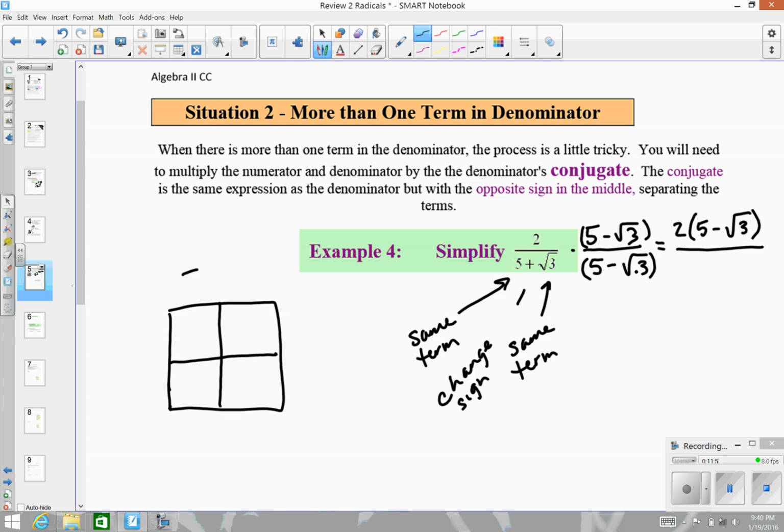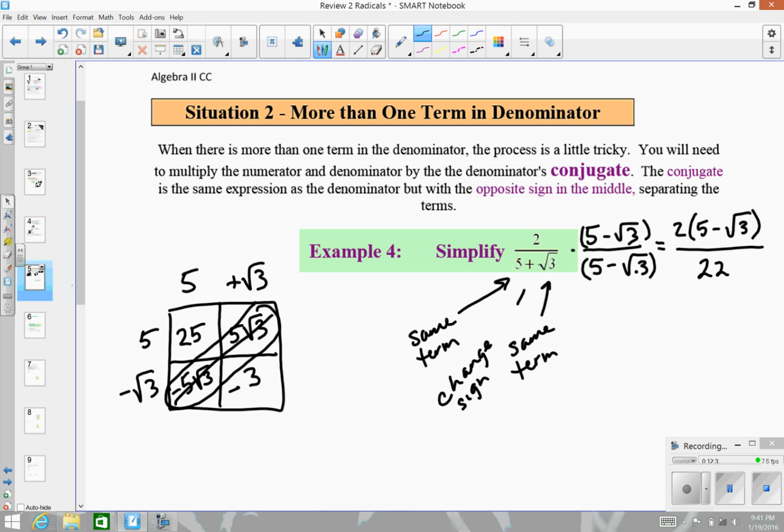So I'm multiplying 5 plus radical 3 by 5 minus radical 3, which will leave me with these terms here. Positive times a negative gives me a negative. Radical 3 times radical 3 gives me 3. So I'm going to put these terms together. When I multiply by conjugates, my middle terms cancel each other out. So these are going to cancel, and I'm going to have 25 minus 3, or 22 in my denominator.